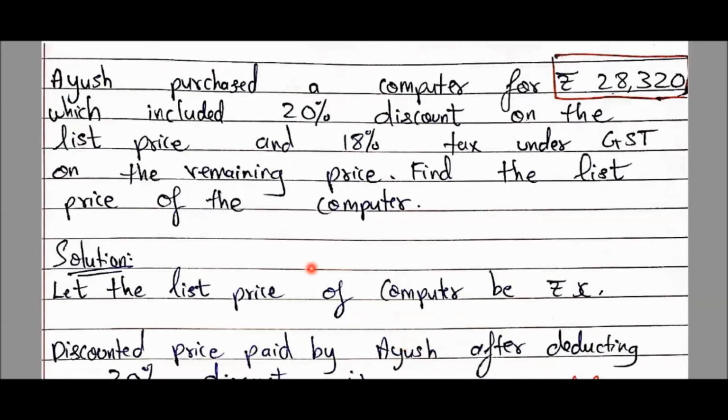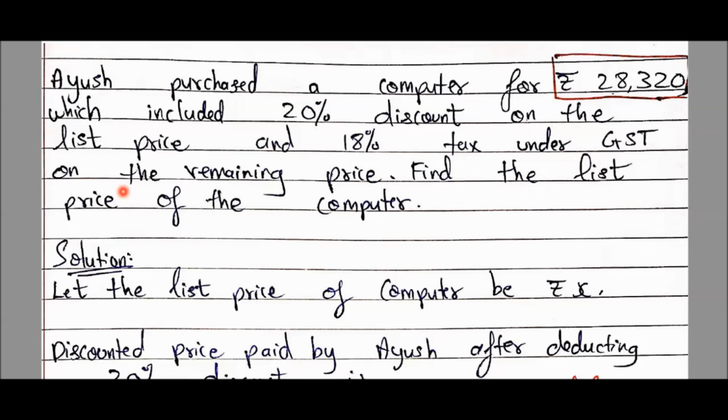Another important, a good sum. As I told you, all sums are typical now. Ayush purchased a computer for rupees 28,320, which included 20% discount on the list price and 18% tax under GST.